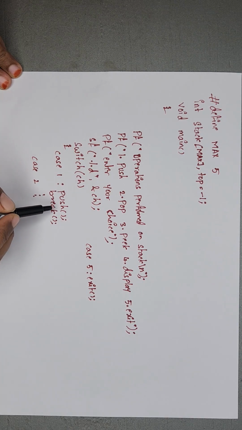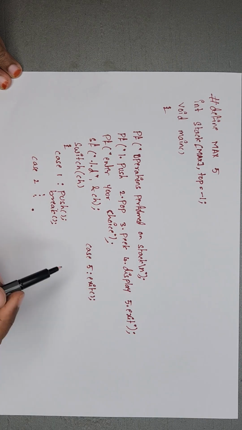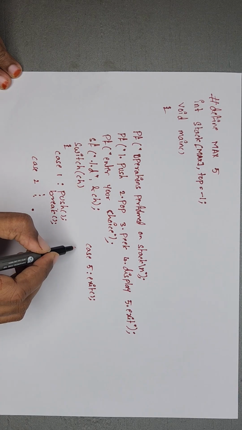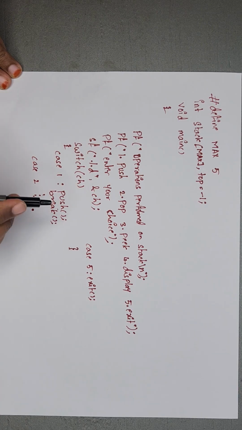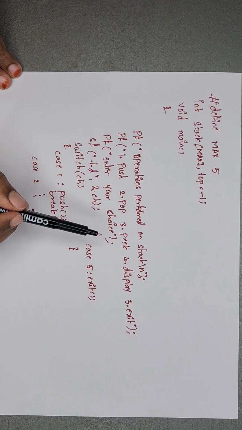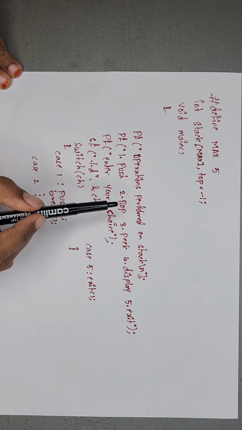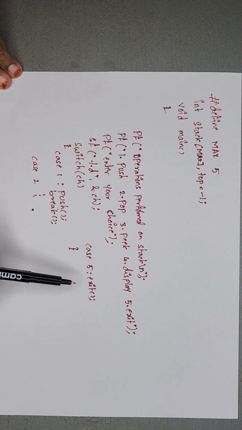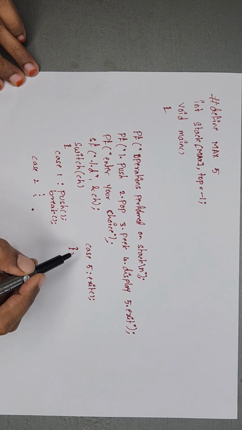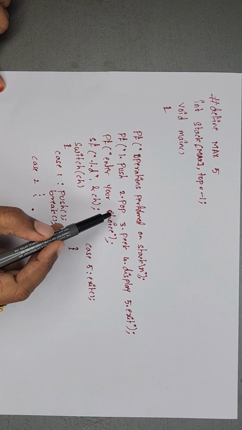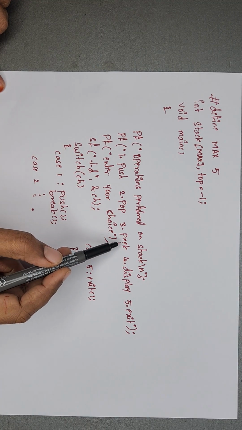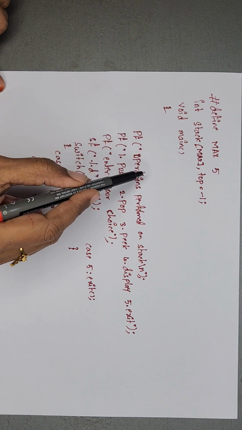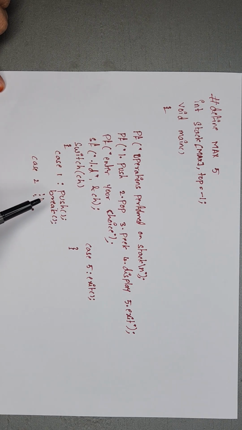If ch is 1, it will call the push function. If ch is 2, it will call the pop function. If it is 3, call the peek function, then the display function. If it is 5, call the exit function. I am going to close the switch case. So the first time when you execute this main function, it will display one menu. You can select one option. Based on the option, the particular function will be called. The second time, if you want to insert any element or perform a pop operation or peek operation, again you have to go back and execute all these statements.